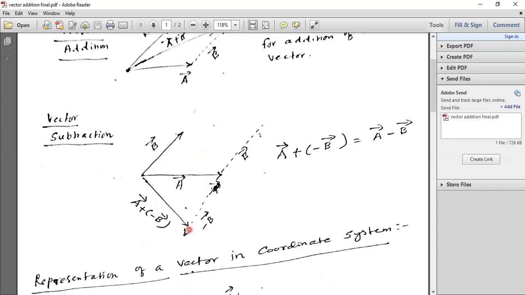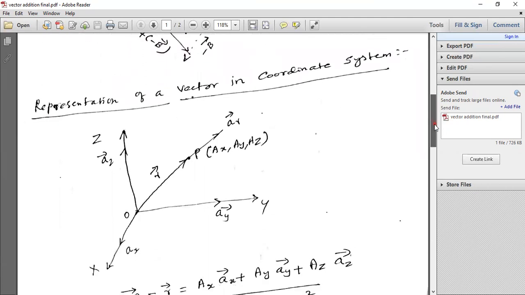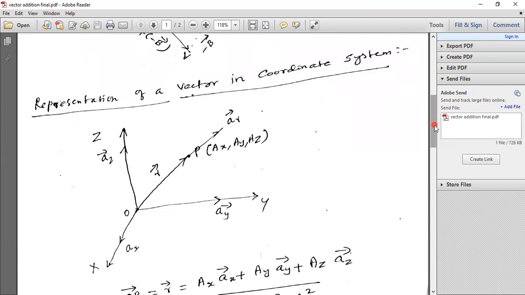So when I complete this triangle, A vector plus minus B vector will give the subtraction of B vector from A vector. So by applying this triangular rule, we can perform the addition and the subtraction operation. Now, how can we find the position vector and the distance vector?